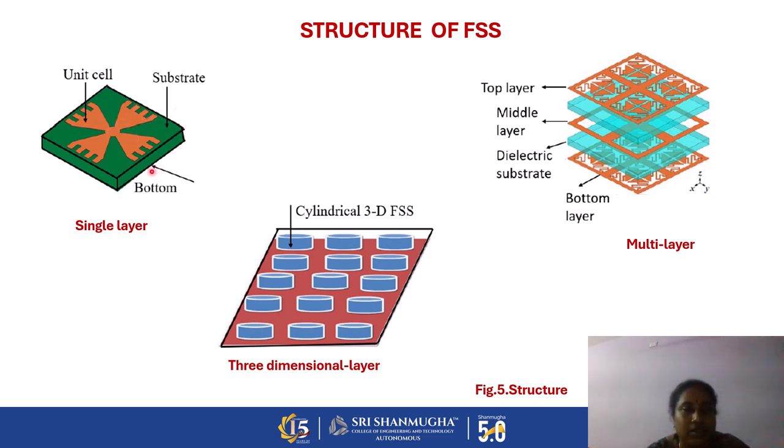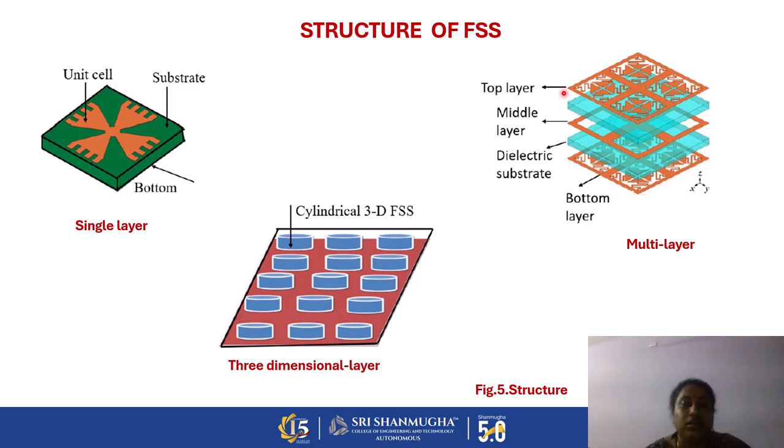So first one we are placing the bottom terminal, and next one we are placing the substrate, and after the substrate we are designing the unit cell structure. So this is nothing but single layer structure. And next one, multi-layer structure, it consists of four layers. First one, bottom layer, and second one we are placing the dielectric substrate, either FR4 or Rogers. There are so many dielectric substrates. So according to our specifications, that is according to our frequency ranges, we can select the dielectric substrates. And next one, middle layer, and after that top layer is nothing but design of FSS unit cells.